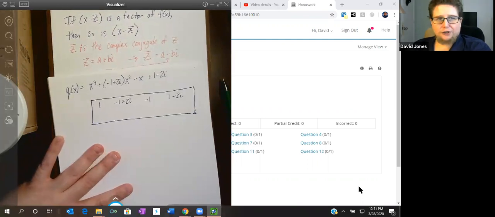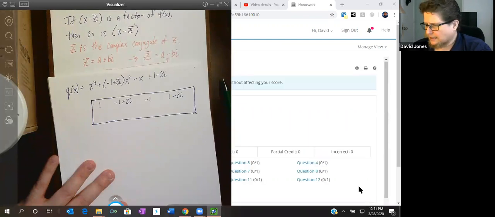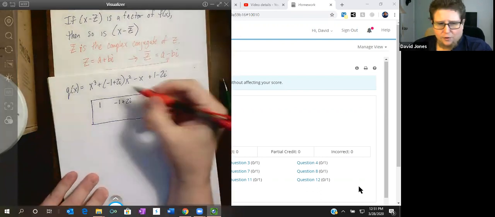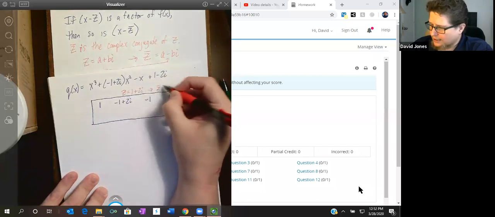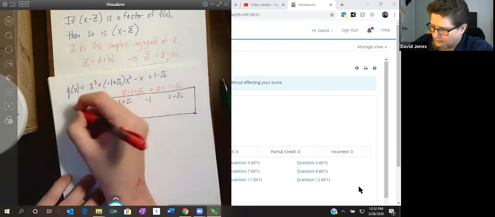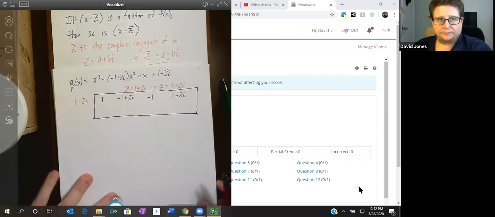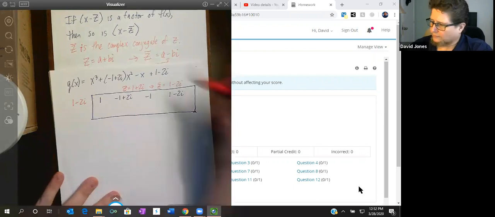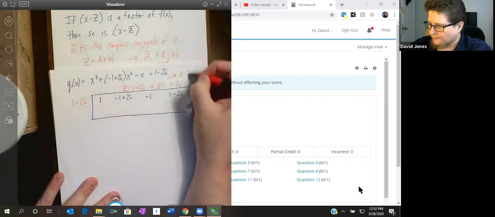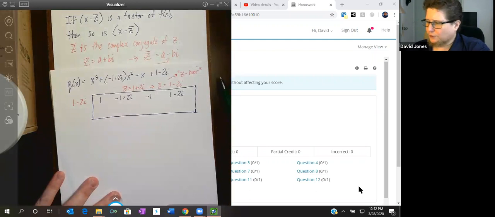Those are my coefficients of q of x. And I had, what did we have? We had z equaled 1 plus 2i. So z bar is going to equal 1 minus 2i. It's pronounced z bar. Let's go through and work it out.